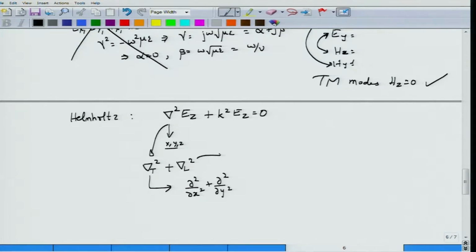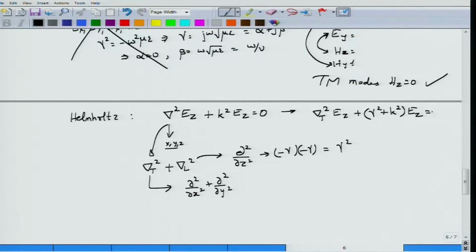The longitudinal component is del square by del z square, which is nothing but minus gamma multiplied by itself, because remember each del by del z constitutes a minus gamma. So multiplying this, what you get is gamma square. So this equation can be rewritten in terms of its transverse components: the transverse Laplacian del transverse square Ez plus gamma square plus k square times Ez is equal to 0.